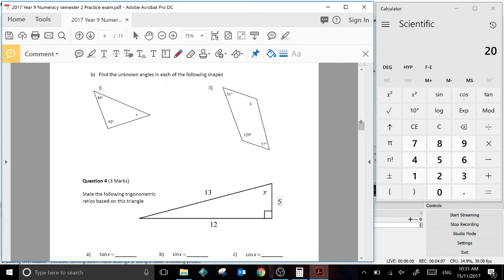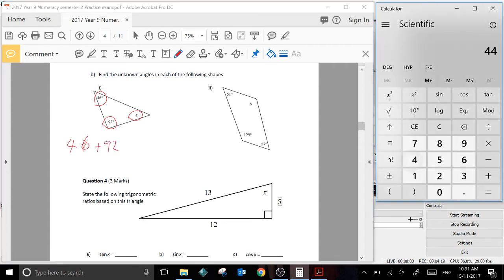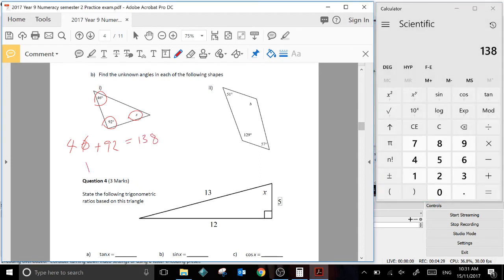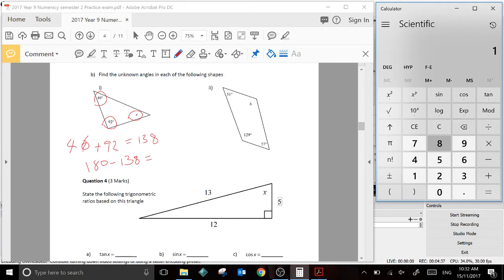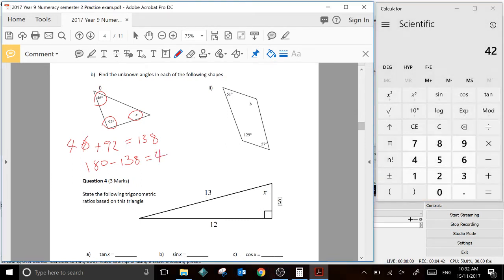Right, if this is a triangle, it means that these 3 angles here have got to add up to 180. So how about I add up the first 2? 46 plus 92. So if we do 46 plus 92 on the calculator, we're going to get 138. So then what I need to do is say 180 minus 138 will give me what that leftover x is. So 180 minus 138 is 42. Perfect.